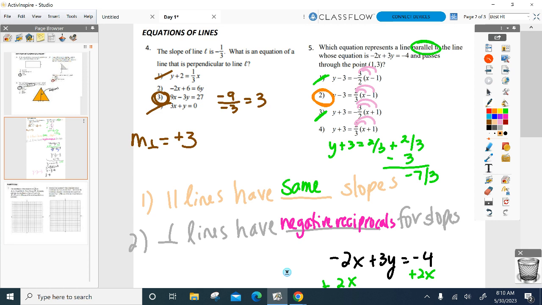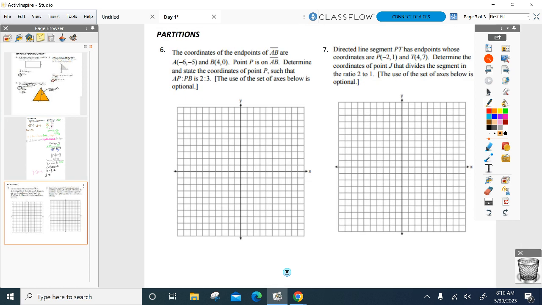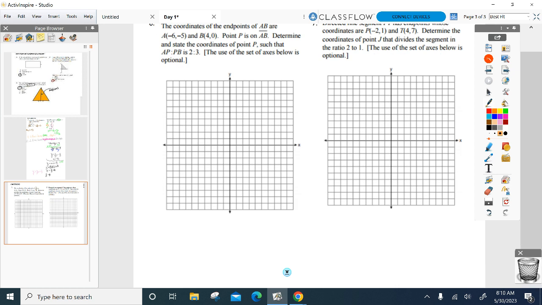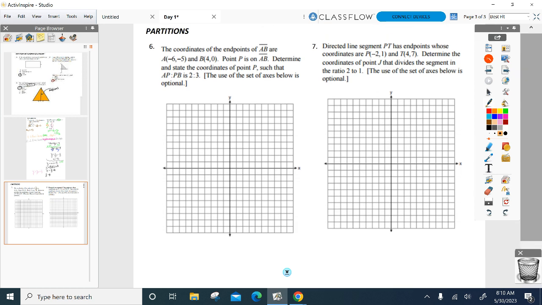All right, going back to our days of partitions now. There's always one. All right, some always shows up somewhere, whether it's multiple choice or you got to show your work. So I got A is -6, -5. B is 4, 0. Give me point P that partitions it up into a ratio of 2 to 3. So we'll have to review the steps one by one.